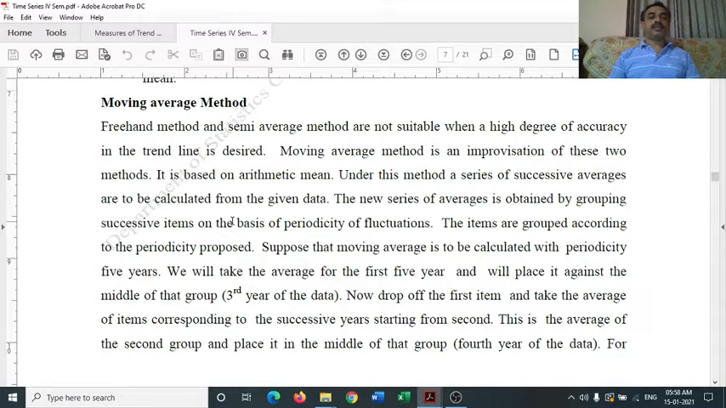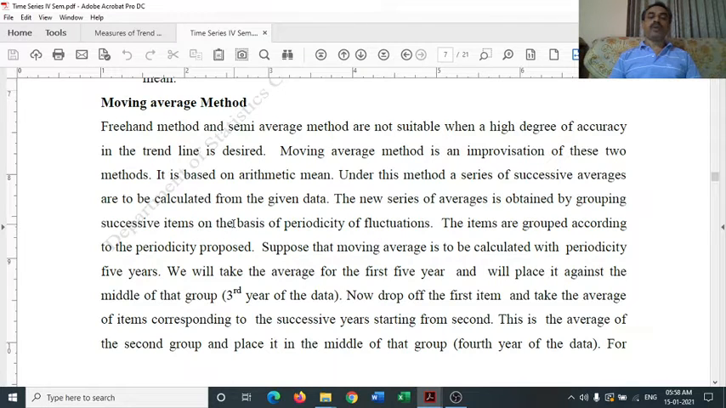Next, we have to discuss finding trend values using the moving average method. In this method, we calculate the trend values based upon a duration of time. This duration of time is known as the periodicity of fluctuations. Based upon the fluctuations occurring in the data, we will be given a periodicity for computing the moving averages. It may be 3 years, 4 years, 5 years, etc.